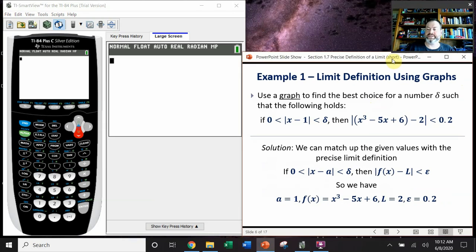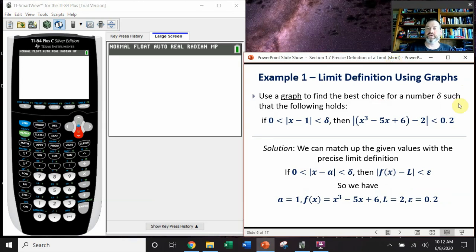Let's do the first example here. Use a graph to find the best choice for a number delta such that the following holds. So this is just the formal way to write it. If the absolute value of x minus 1 is less than delta, then the absolute value of the function minus 2 is less than 0.2.